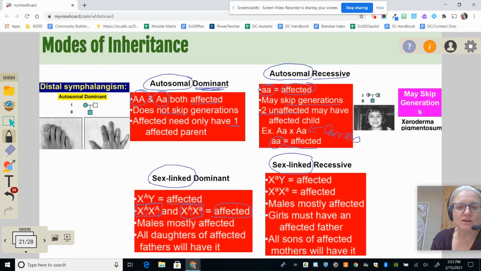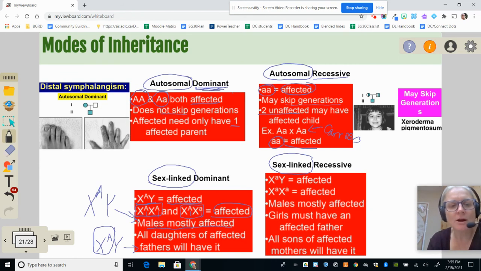Males are mostly affected in these cases, and all daughters of affected fathers will have it. Because affected fathers have the dominant allele that causes the trait, that's the only thing they can pass on to their daughters: that X chromosome with the dominant trait on it. And why are males mostly affected? Well, males are only getting one X chromosome from their mom. And if it has the trait on it, then they will be affected.